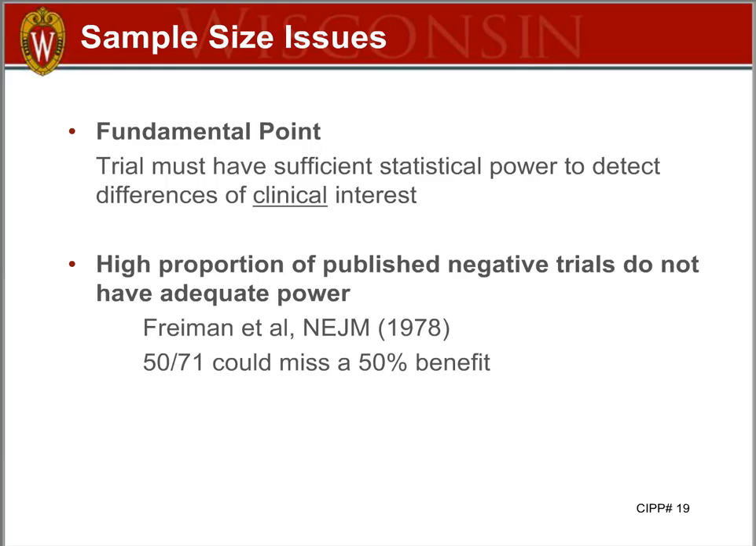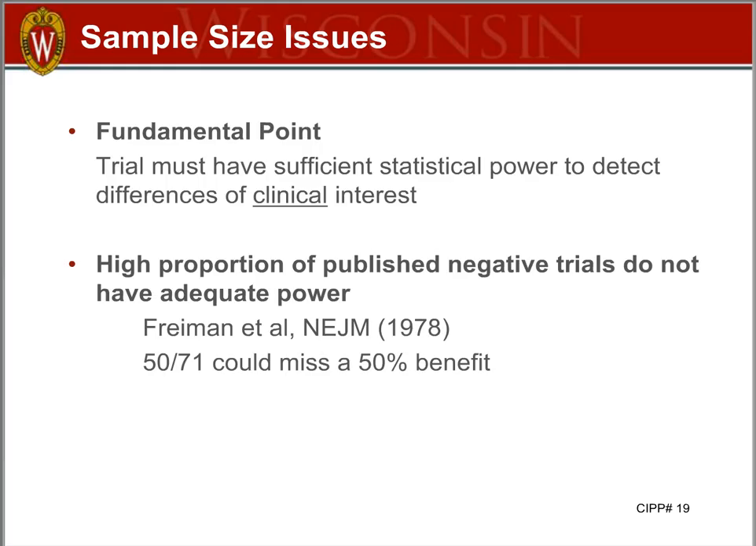There was a time when many trials were published that were not large enough. In fact, in 1978, a survey was done of 71 trials that had a negative result. That is, they did not find statistical significance. P was not less than 0.05. But a closer examination of those studies illustrated that 50 out of those 71 were so small they could have missed a 50% benefit. That would be a tremendous effect, and yet they couldn't have found it. So we need to have trials that are well designed and adequately sized to detect what you're looking for.